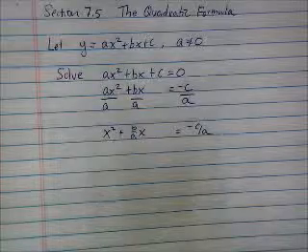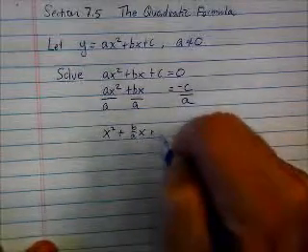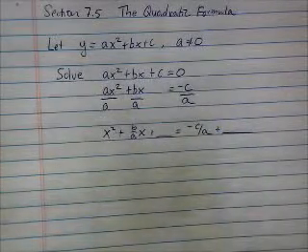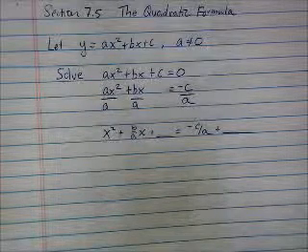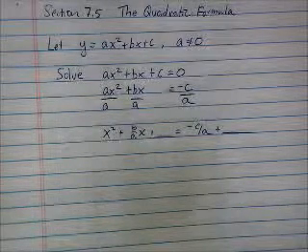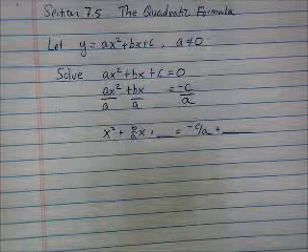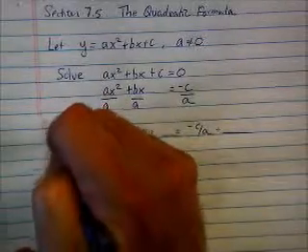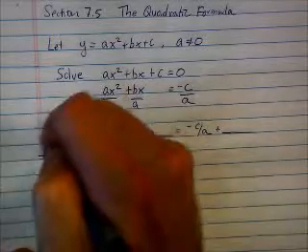Our next step was to add a special number to both sides. What's the special number we should add to both sides? We take the thing in the middle, which is b over a. We divide it by 2. And then we square it. Square it, not square root, square it.